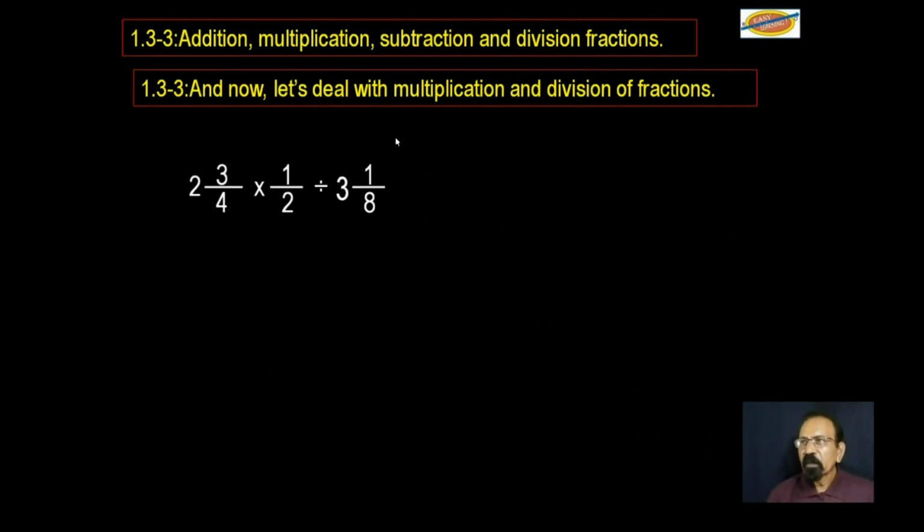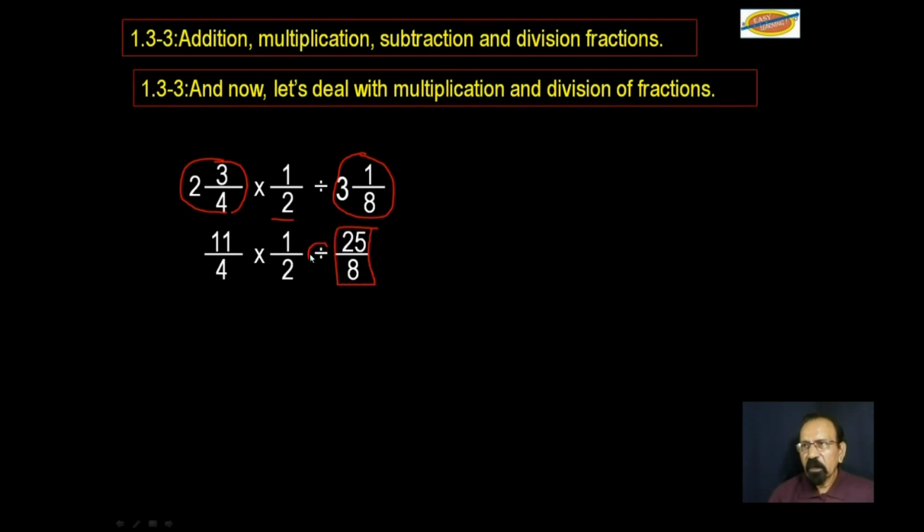Let's look at this one. 2 3/4 times a half divided by 3 1/8. We carry that to an improper fraction, 11 over 4. This remains as multiplied by a half. This here we will also carry to an improper fraction, divided by 25 over 8. Now remember what we said about inverting this fraction that is immediately to the right of the division and changing the division into multiplication. So we have that, and now we have multiplied by 8 over 5.